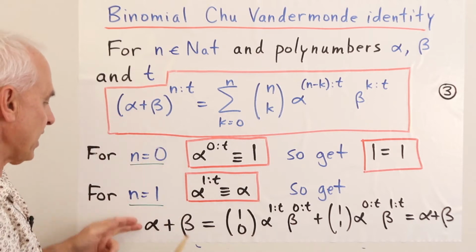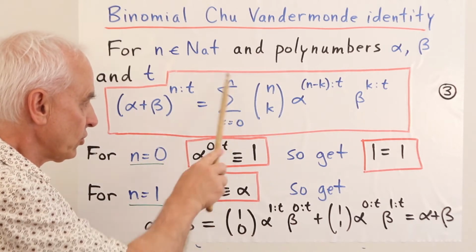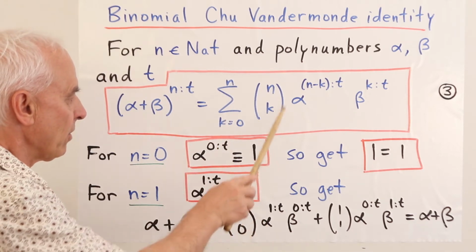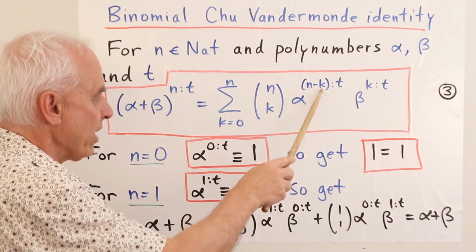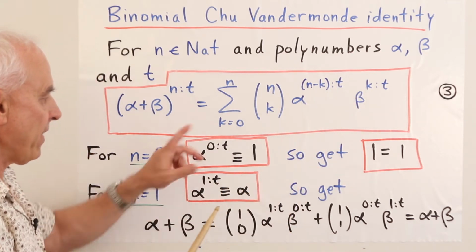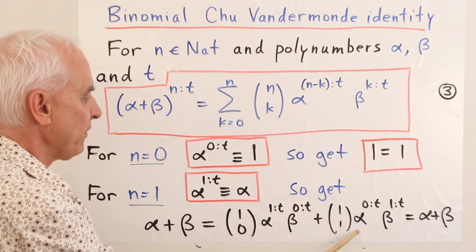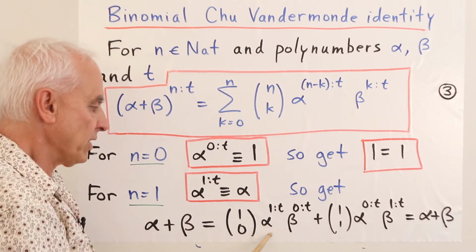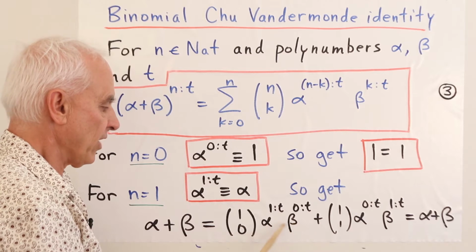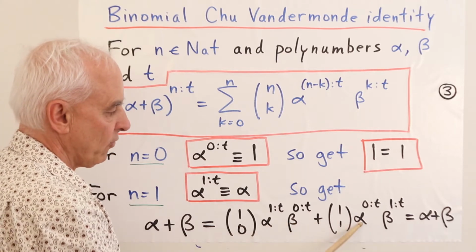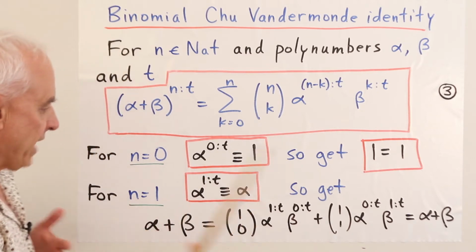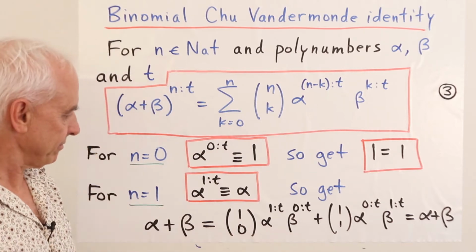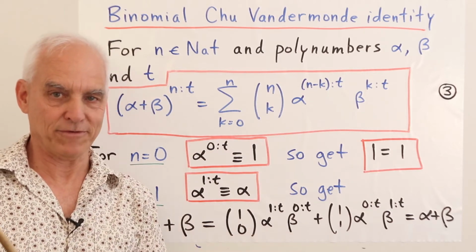So in this case, the left-hand side is alpha plus beta. And over here we have two terms in the sum. When k is 0, we get 1 choose 0, which is 1, times alpha to the 1 colon t, beta to the 0 colon t. And then when k is 1, we get 1 choose 1, alpha to the 0 colon t, beta to the 1 colon t. And what is alpha to the 1 colon t? Well, that's just alpha, and this thing here is 1. So this thing here is alpha. And over here, this thing here is 1, and this one here is beta, so we get beta. So the whole identity becomes alpha plus beta equals alpha plus beta. Okay, so it's at least correct, though it's not that informative.